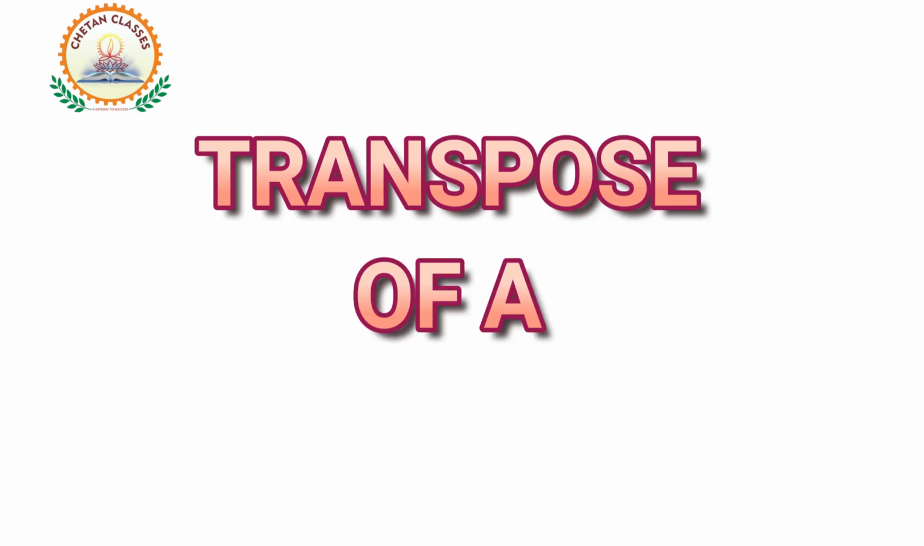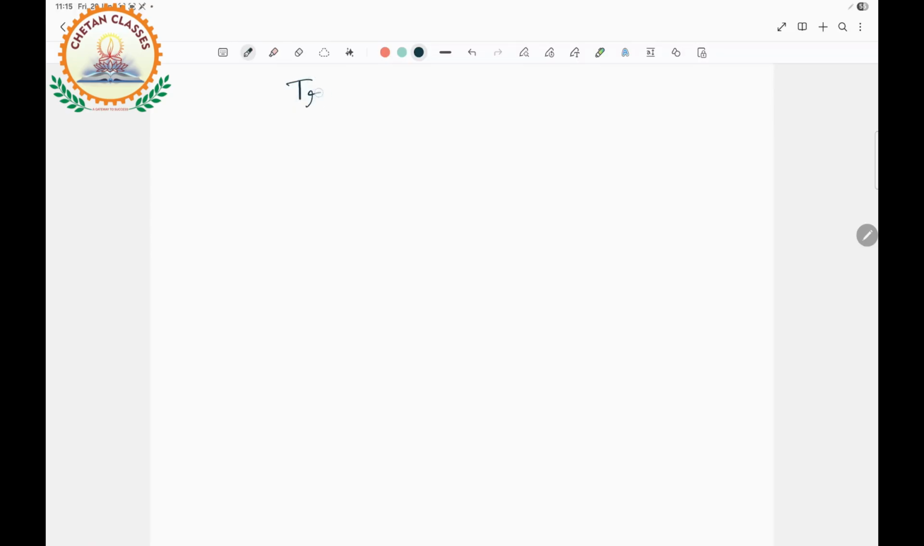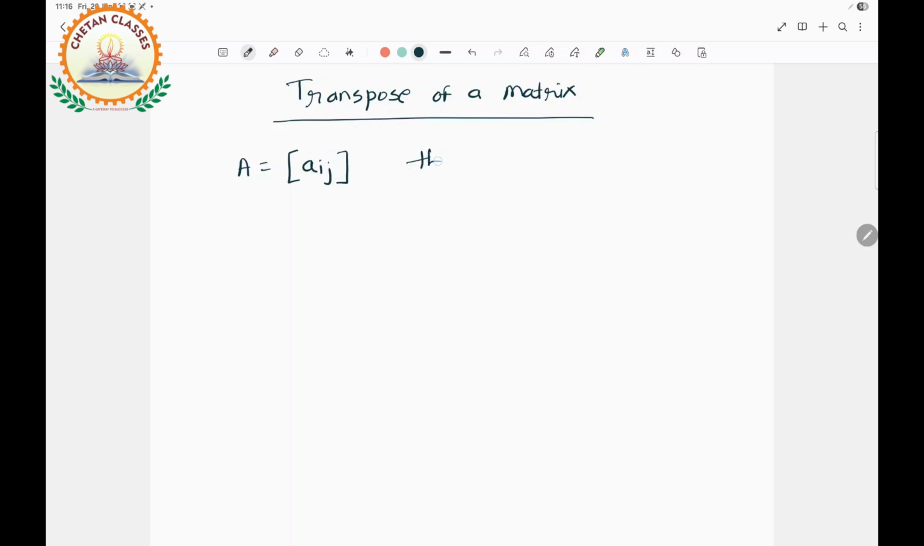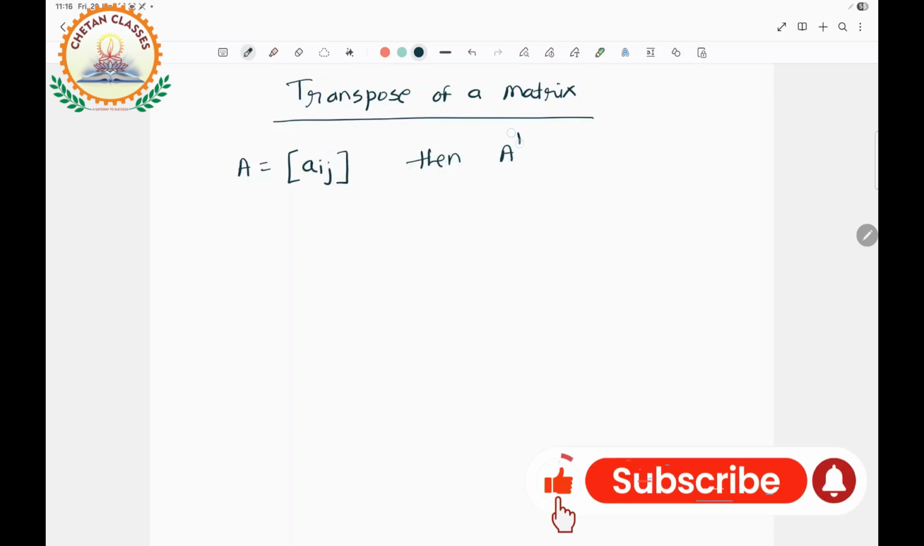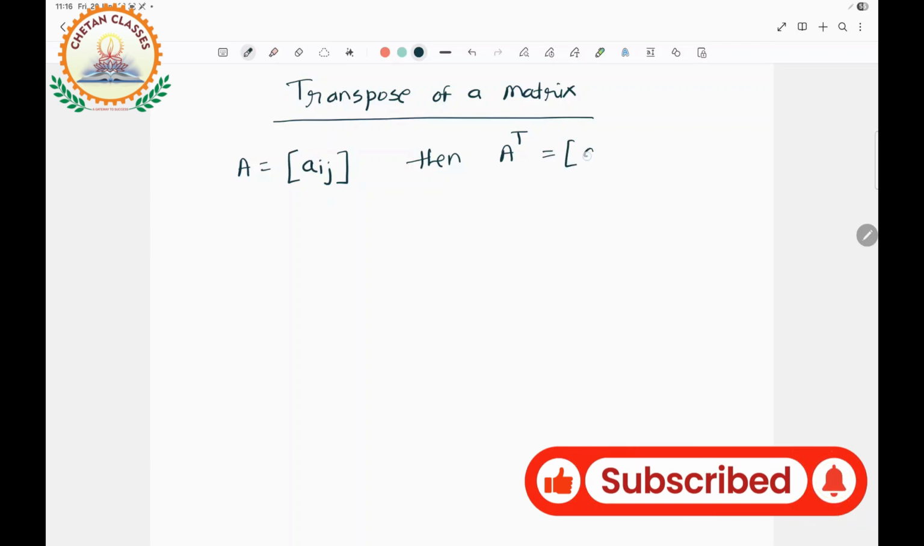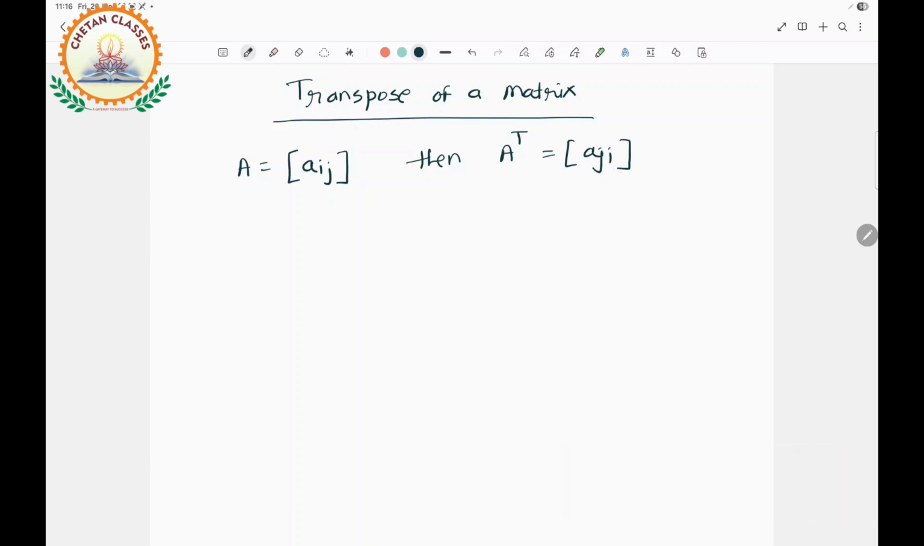Today we are going to learn transpose of a matrix. Transpose of a matrix. So transpose means rows become columns. It means if A is equal to Aij, then A transpose is equal to Aji.